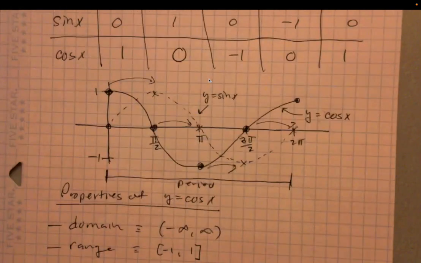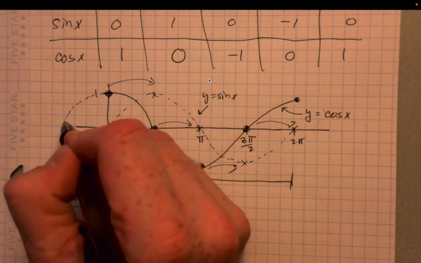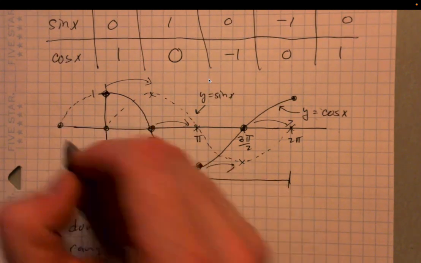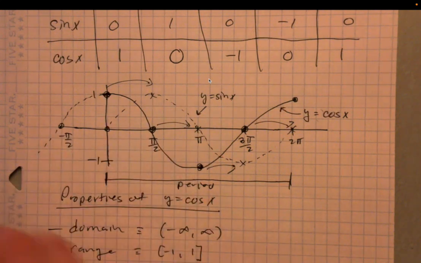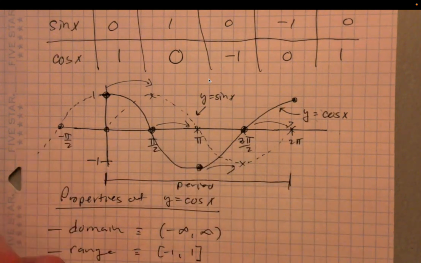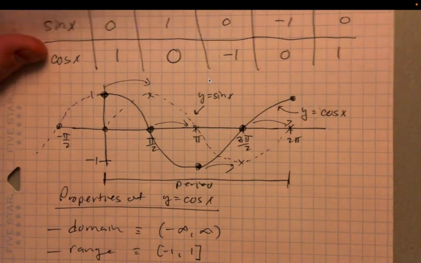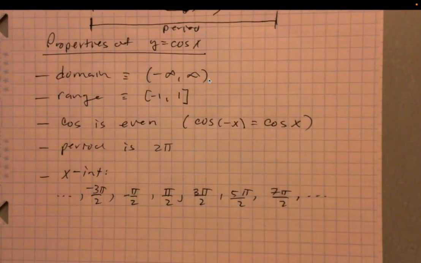All right, and so yeah, you can see on here, if this is going to come back down, it's going to cross here, which would be negative pi over 2, right? So it's pi over 2, negative pi over 2. And it's just going to repeat this same pattern on the negative axis. Okay, so that's where you get all your x-intercepts.